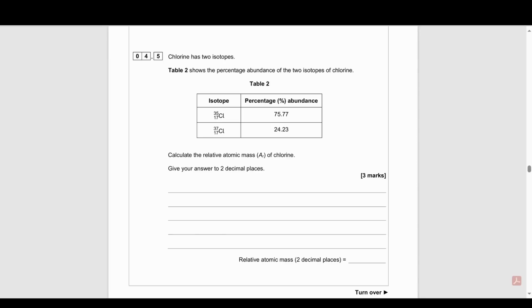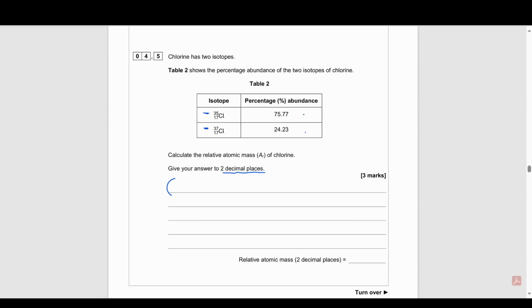Question 4.5. Chlorine has 2 isotopes. Table 2 shows the percentage abundance of the 2 isotopes of chlorine. Calculate the relative atomic mass of chlorine. Give your answer to 2 decimal places. So for this question now, we're trying to find out the relative atomic mass. For us to do that, we need to take into account these percentage abundances, but the other thing that we would need to take into account are the mass numbers of each of our isotopes.